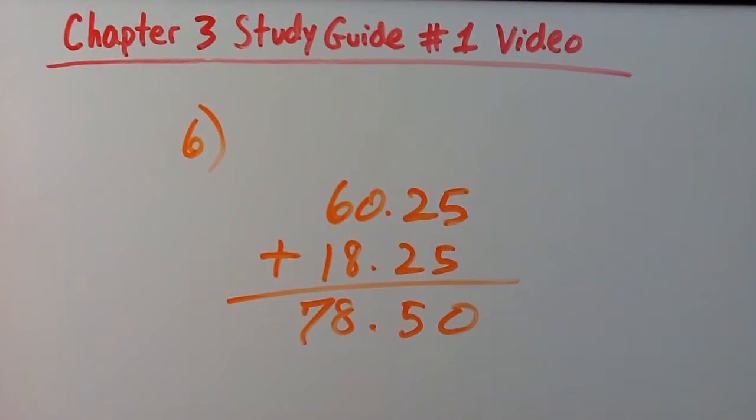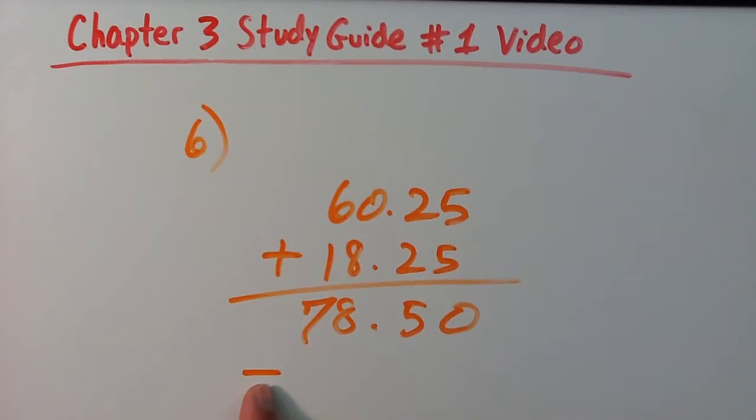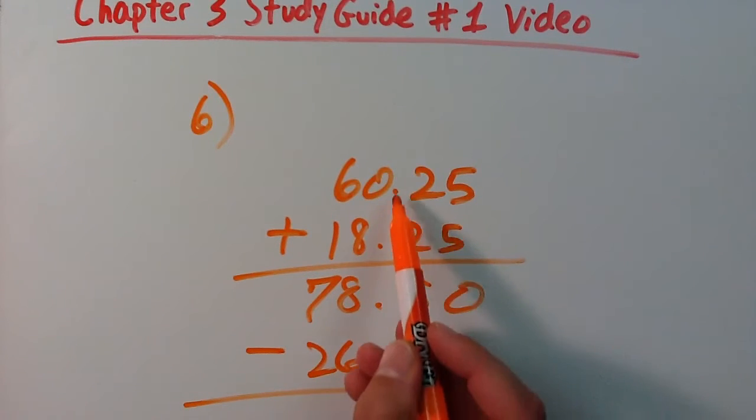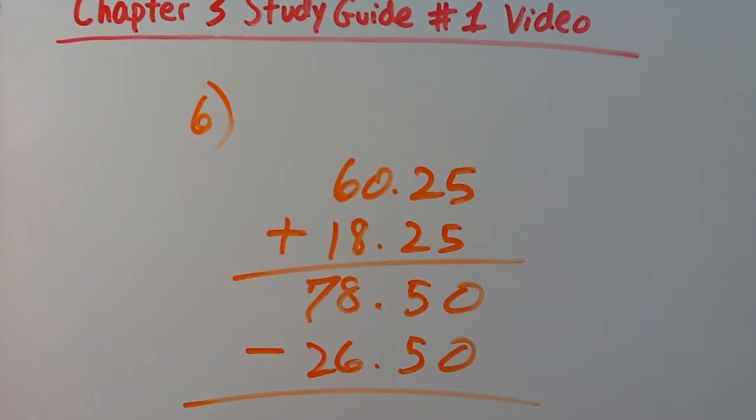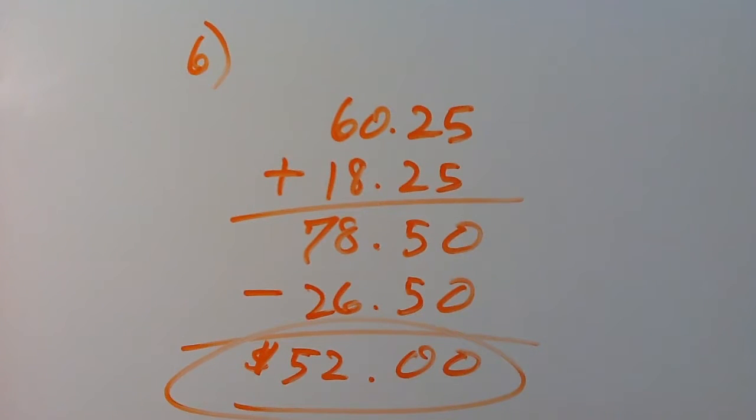He withdrew $26.50. If you deposit, money goes in. If you withdraw money, money comes out. And so out of this money, he is taking out or withdrawing $26.50. Because I am adding and subtracting decimals, do you see how my decimals are lined up? I bring the decimal straight down into my answer. $78.50 minus $26.50, I'm going to be left with $52, right? He is left with $52 in his bank account on Thursday.